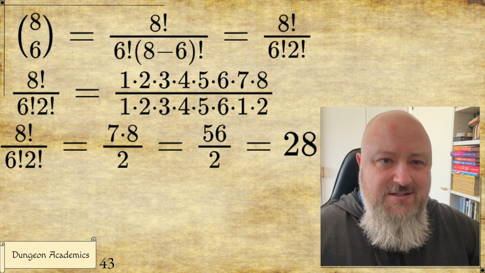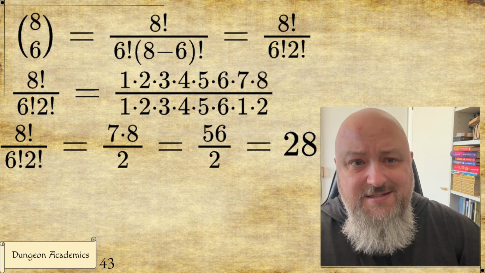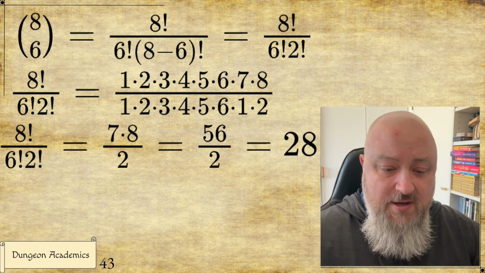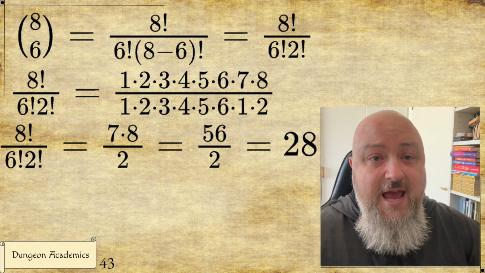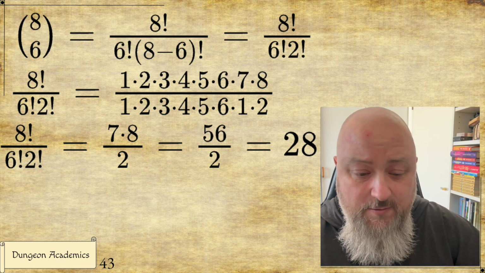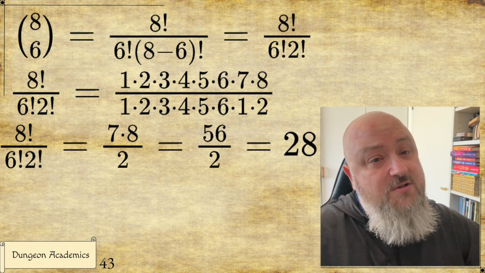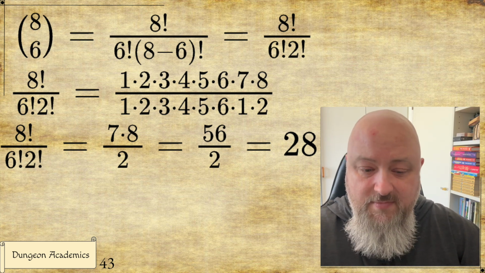What is 8 choose 6? Well, I wouldn't want to do Pascal's triangle for this. It's 8 rows, that's just too much to deal with. So I'm going to use n factorial over r factorial times n minus r factorial. So 8 factorial on the top, 6 factorial times 2 factorial on the bottom.